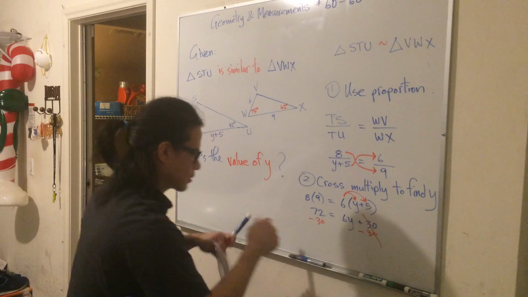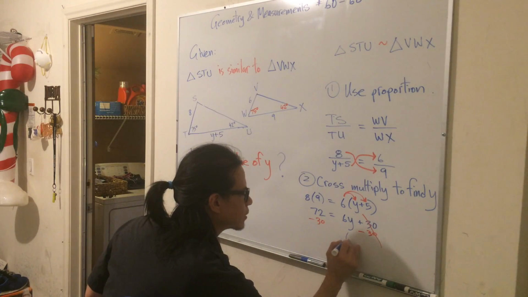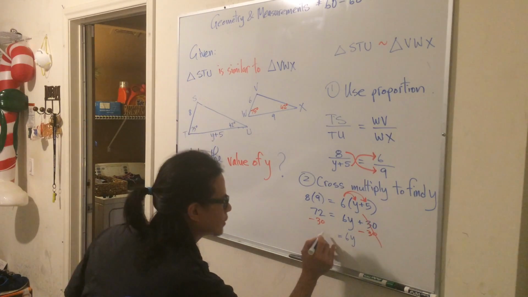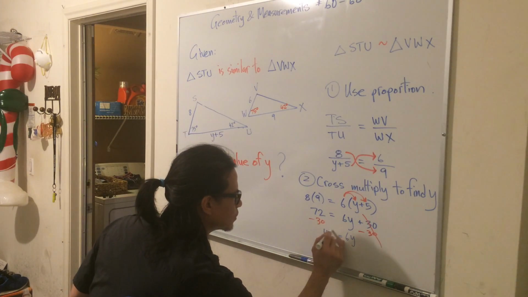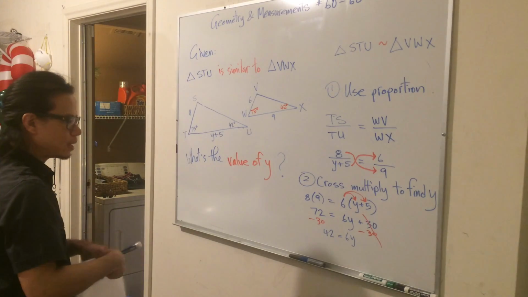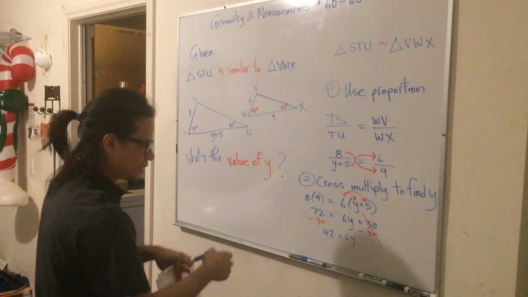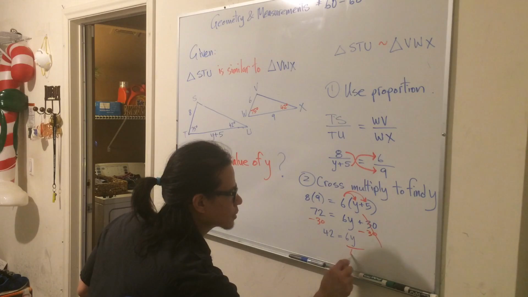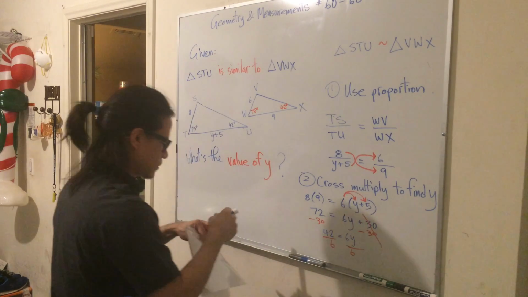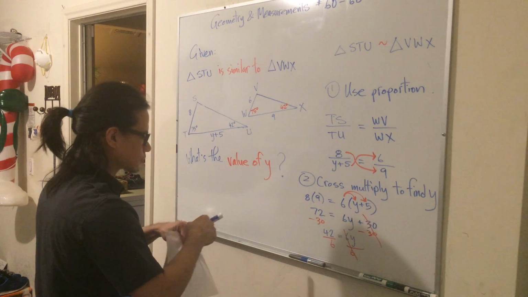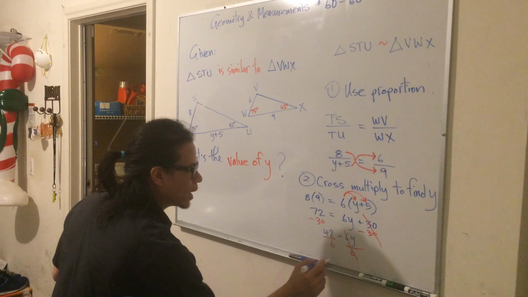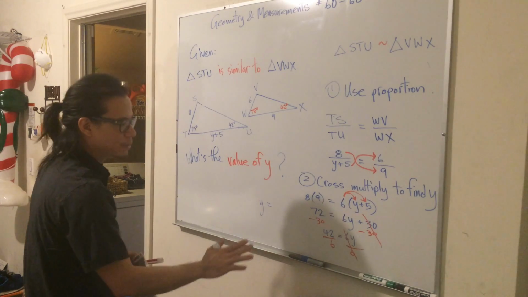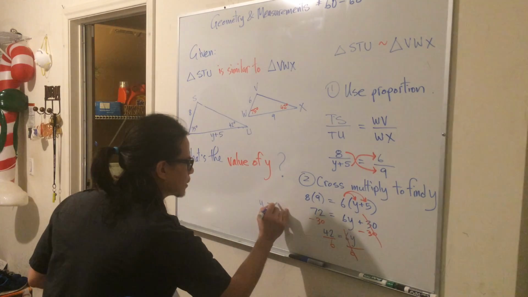We eliminate this. 6y is equal to 72 minus 30, which is 42. Okay, so now we have the 6 in the way here. What's the opposite of times 6? Divide by 6 on both sides. The 6 cancels out. Ultimately, y is equal to 42 divided by 6. It's 7.